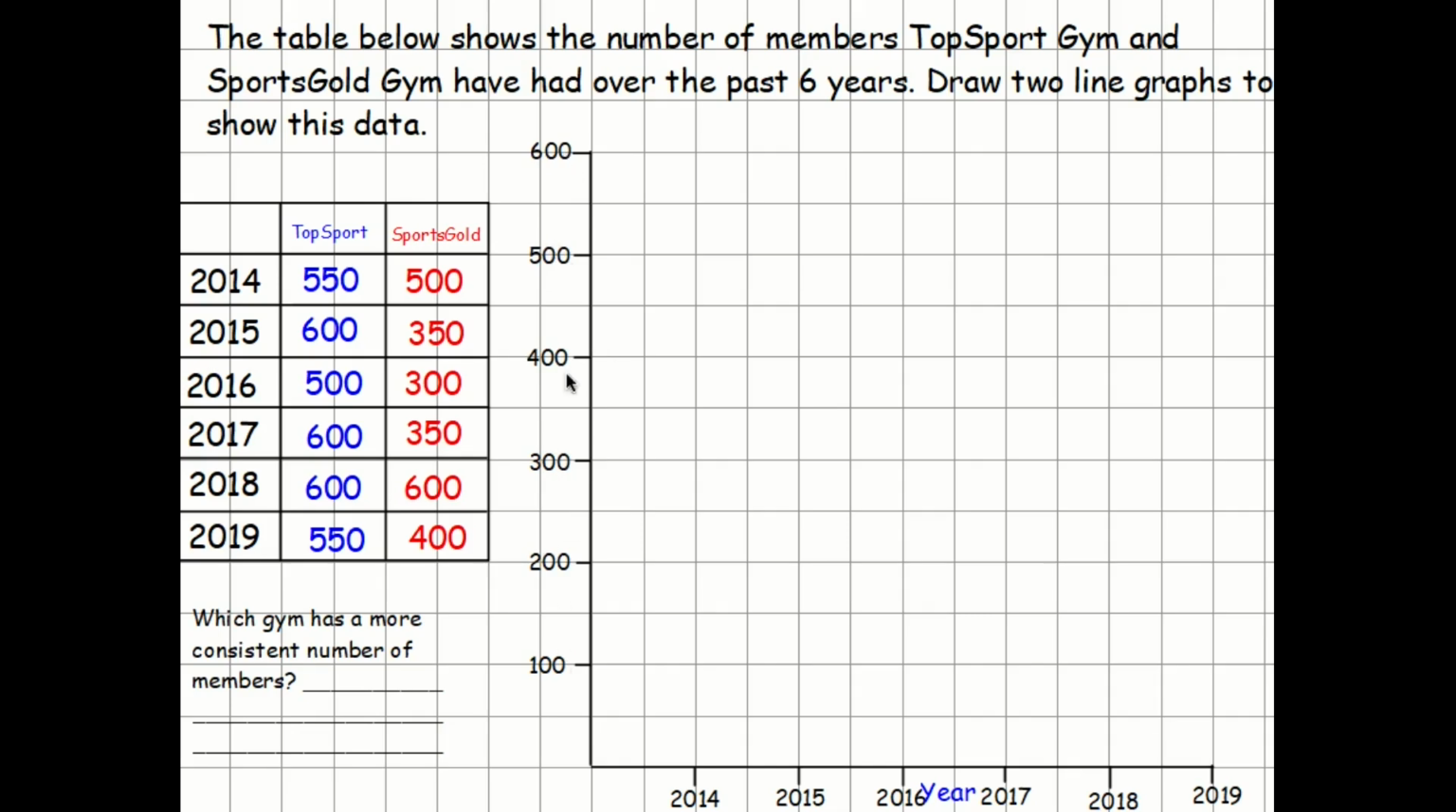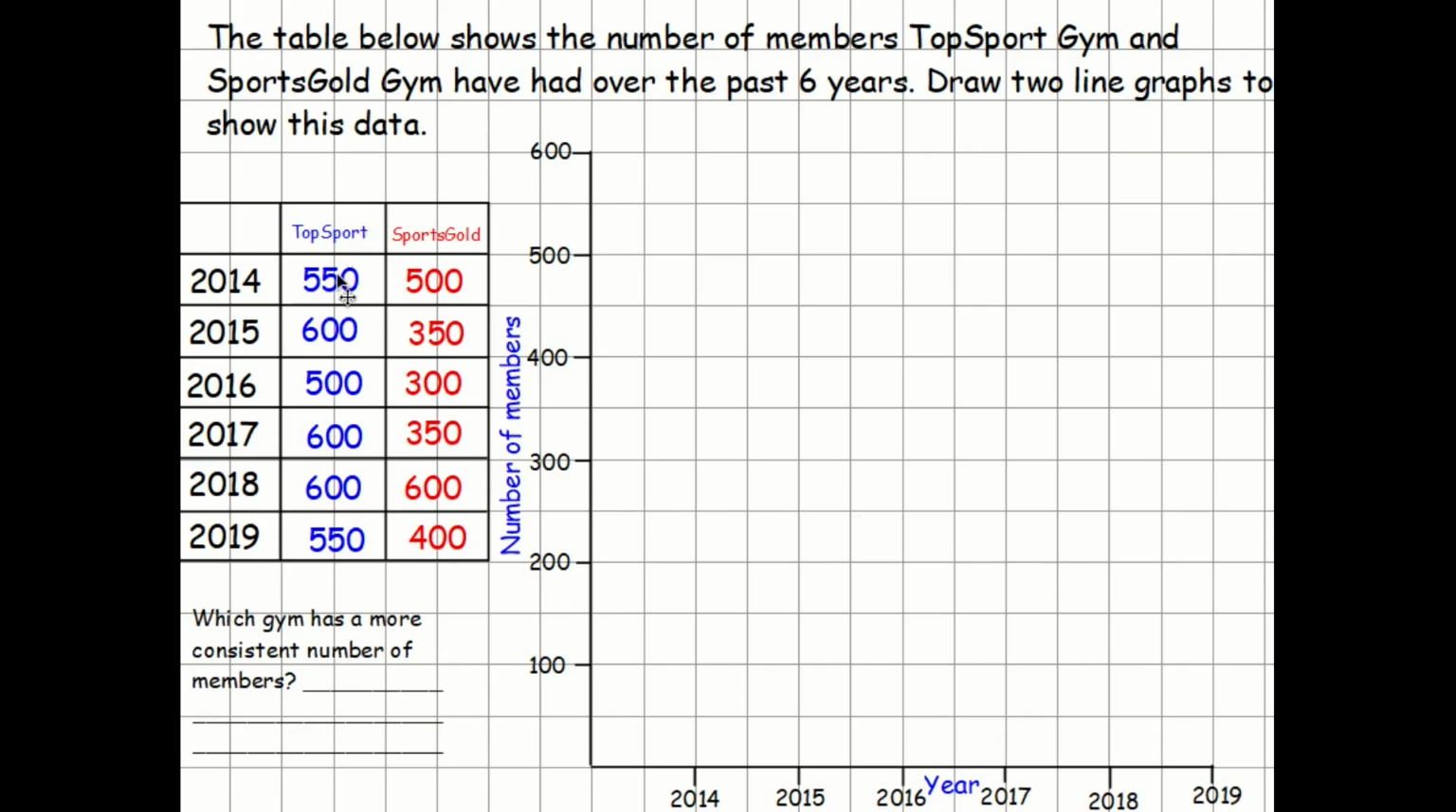And what are these numbers? I've got to label my axis. Well, these are the number of members of each gym. Okay, the number of members of each gym. Okay, so let's get plotting these points.